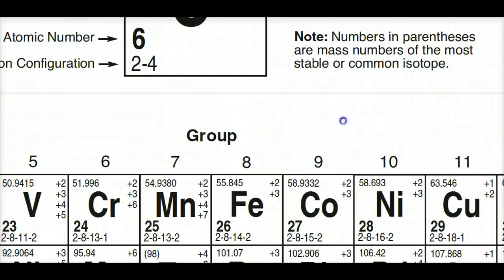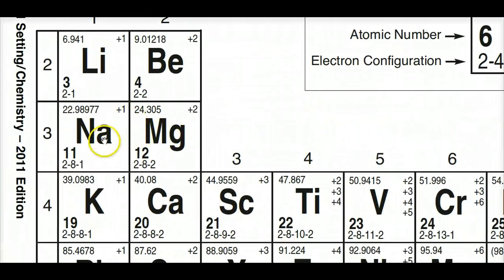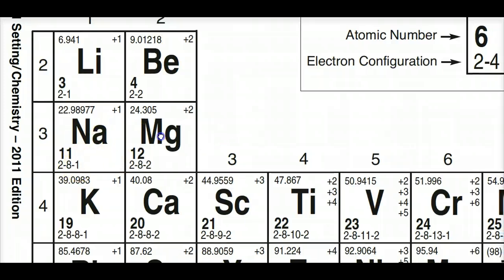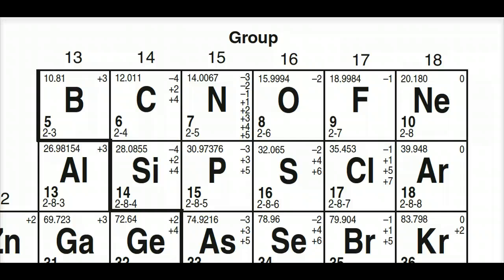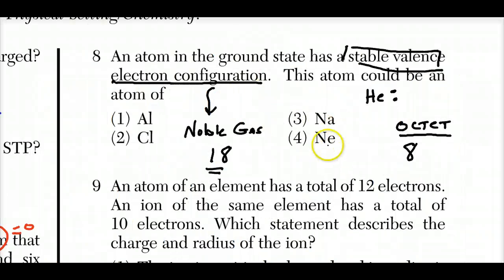Again, it's not part of the question, but they're all attached here. Sodium becomes +1 by losing 1. And why does it do that? 2-8-1 becomes 2-8. The driving force for why these atoms become ions is to lose or gain enough electrons to become as stable as a noble gas. Sodium loses 1 and has the same configuration as neon. So the only one here that has a stable valence electron configuration is our only noble gas, neon, choice 4.